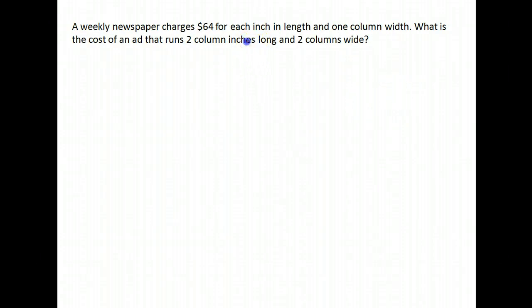A weekly newspaper charges $64 for each inch in length and 1 column width. So if you have an inch and 1 column wide, you pay $64. What's the cost of an ad that runs 2 column inches long and 2 columns wide? Okay, well, you pay $64 for an inch of length. They have 2 inches. Okay, so we're going to take our 64 times 2 because they didn't just use an inch, they used 2 inches.